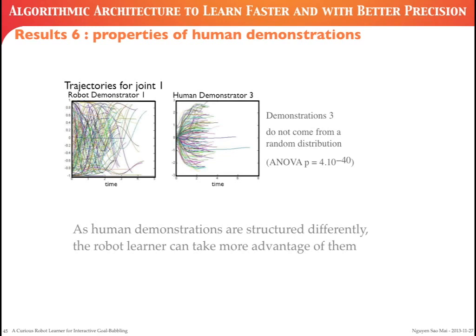Each line corresponds to one demonstration, and these are the angles of joint one with time for teacher one and the human teacher. And we can see that there is strikingly a kind of structure that is visible, and another analysis shows that those demonstrations of the human teacher do not come from a random distribution. So we can say that the human demonstrations are structured differently from other random demonstrations, and the robot learner could take more advantage of those demonstrations.